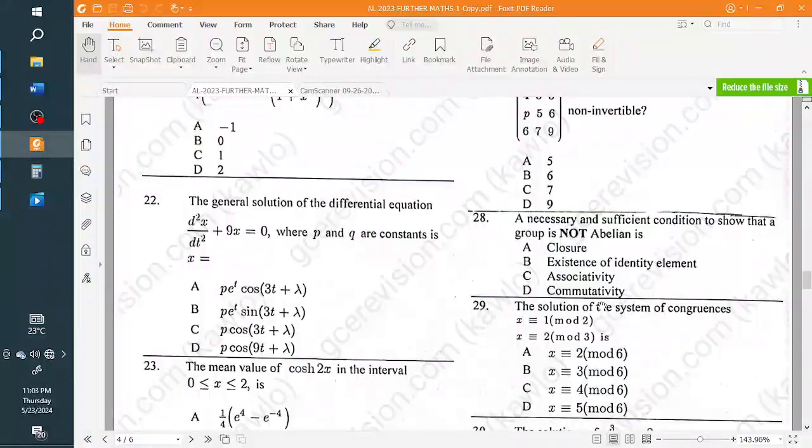So the answer is commutative, right? It's commutative, because if you're able to prove commutativity, you can already conclude, because for you to be an abelian group, you are first of all a group that is commutative. So an abelian group is a group that is commutative. Commutativity is both necessary and sufficient to show that the group is not abelian. If you prove the commutative property and it is true, then the group will be abelian. If it is not true, then the group will not be abelian. So 28 is D.